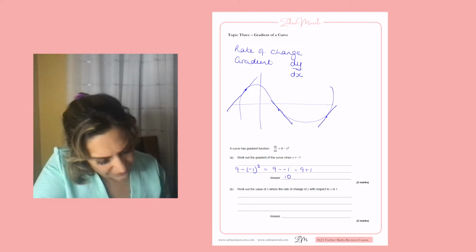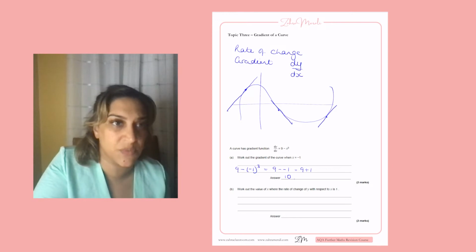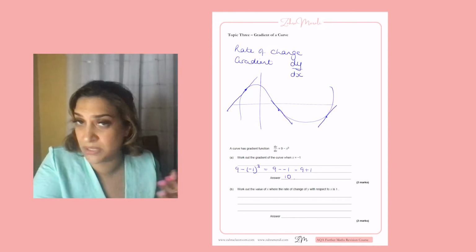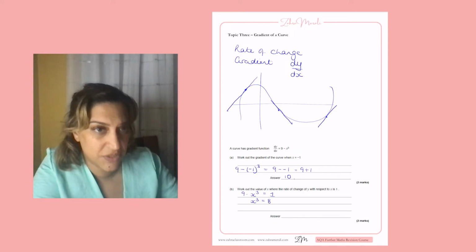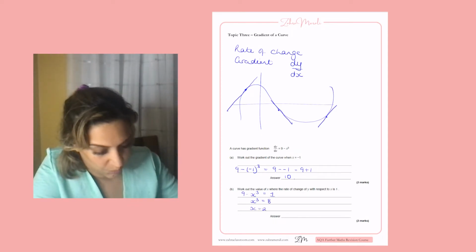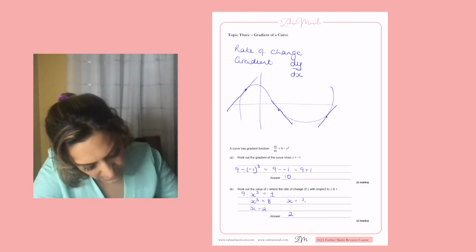Right, work out the value where the rate of change of y with respect to x is 1. Again, rate of change, same as dy dx. So we've got 9 minus x cubed equals 1. x cubed is going to equal 8. So x must be 2, because the cube root of 8 is 2.